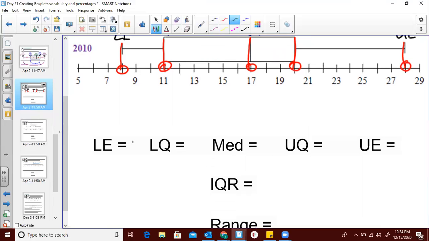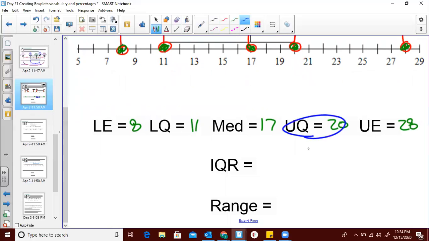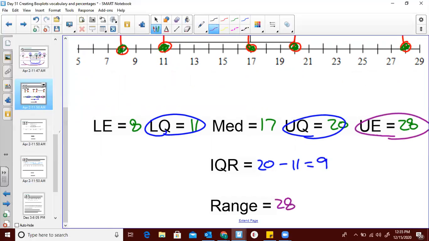So this looks like it's 8. Your lower quartile, or first quartile, is 11. Median is going to be 17. Upper quartile is 20. And the upper extreme is going to be 28. All right, let's see. Interquartile range, remember, is the upper quartile or third quartile minus the lower quartile or first quartile, which will equal 9. And our range is just going to be our upper extreme minus our lower extreme, which will be 20.